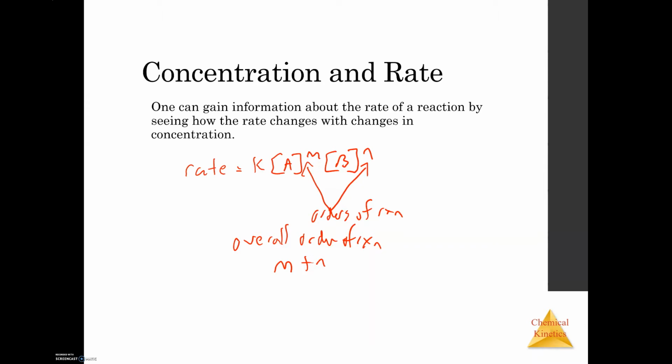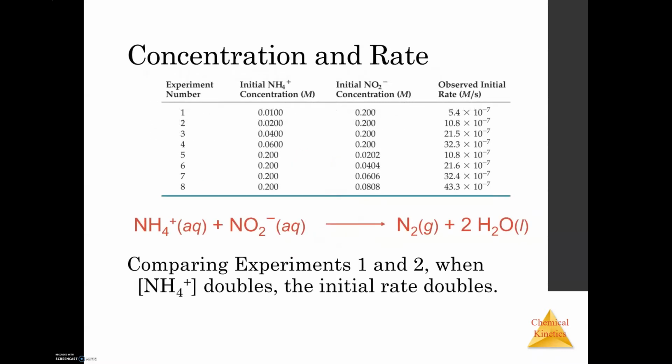Now that assumes you have two reactants, or however many reactants, but in this case it's just adding your exponents together. So this is an example of a data set that was collected for the reaction between ammonium and nitrite. And what we're looking at here are the number of experiments. In fact, there's 8 experiments. So what I want you to see in the first experiment here is that we have 0.01 molar NH4+, 0.2 molar NO2-, and the rate was observed to be 5.4 times 10 to the minus 7. The units are molar per second for the rate.